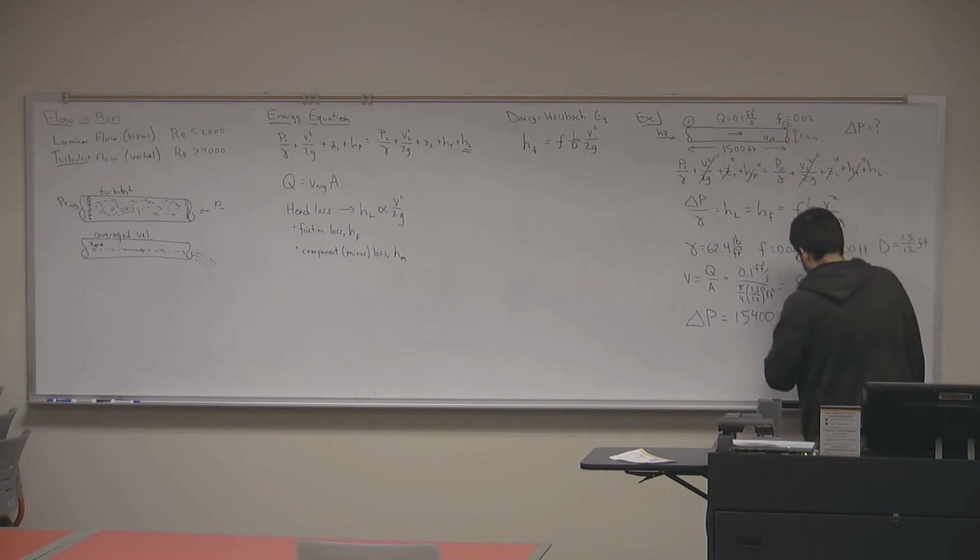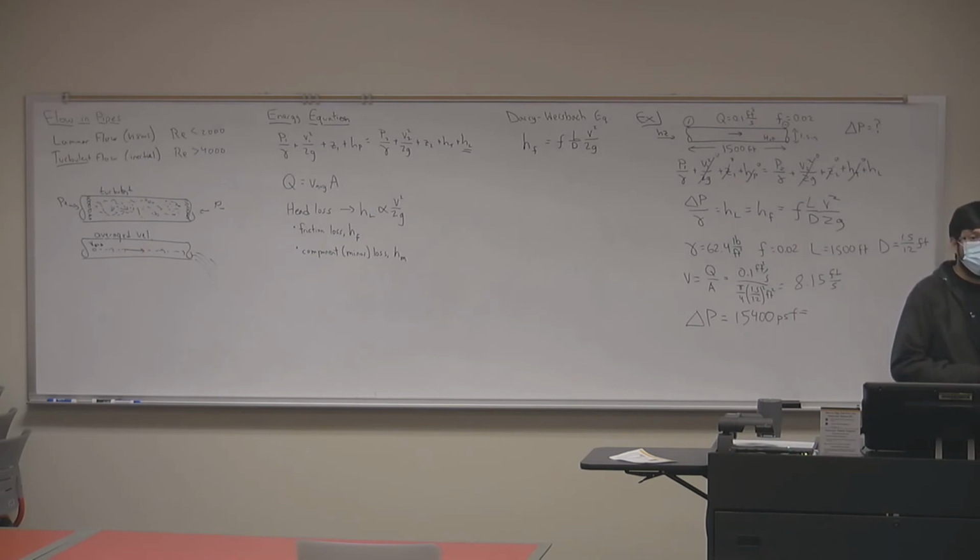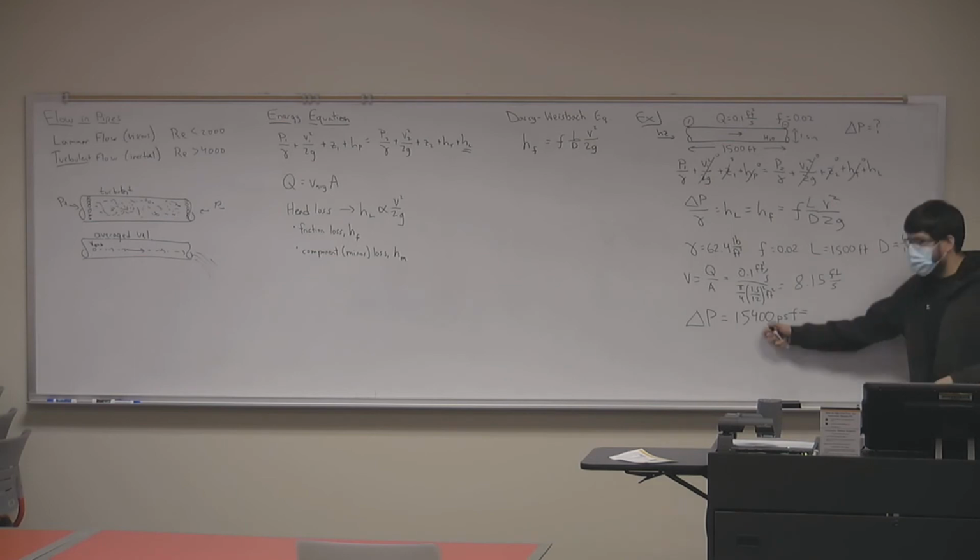PSF, pounds per square foot. Do you think 15,400 pounds per square foot is a big pressure drop over 1,500 feet of pipes? Maybe if you're not used to dealing with PSF, how about we turn it into PSI, which is something I think we've all been used to dealing with. So how do you convert PSF to PSI?